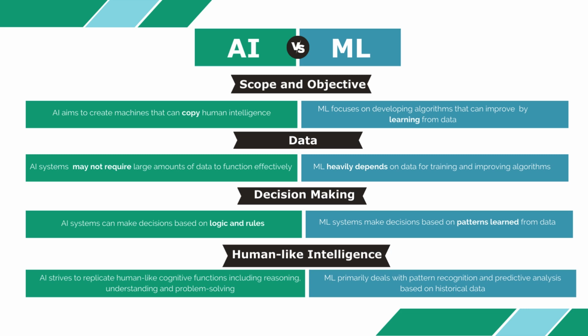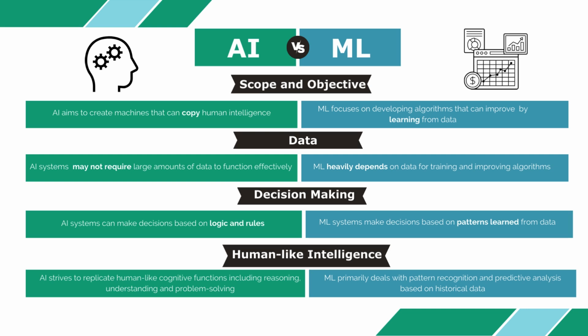Lastly, when it comes to human intelligence, AI strives to replicate human-like cognitive functions like reasoning, understanding, and problem solving. Whereas ML primarily deals with pattern recognition and predictive analysis, and that too based on historical data.